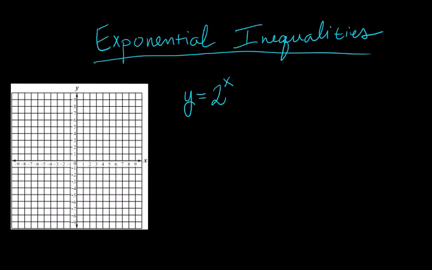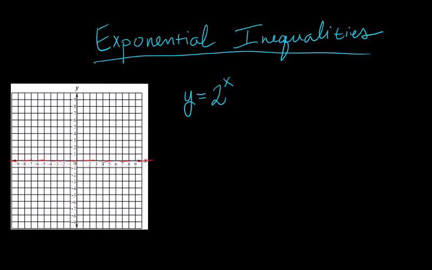Alright, this video is going to be about exponential inequalities. With exponential inequalities, there's just a couple rules that you've got to keep in mind. But I thought I'd start with a graph of an exponential function, just to make sense of what we're actually doing here. So y equals 2 to the x has a horizontal asymptote at y equals 0.